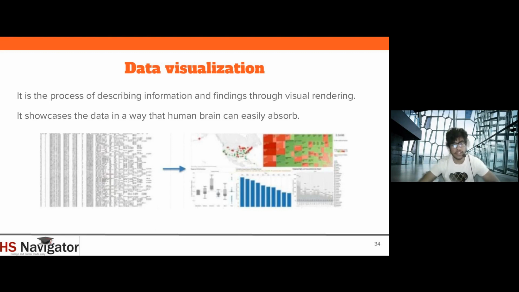However, if we take all this information and plot it onto, let's say, a bar graph or a map or a histogram, then as you can see on the right, it's much easier to notice trends or patterns that we can take action upon.